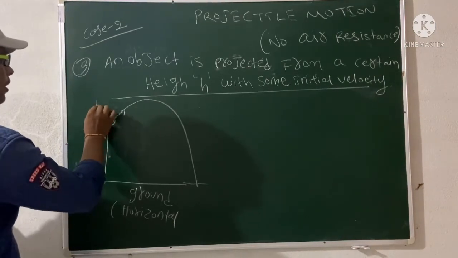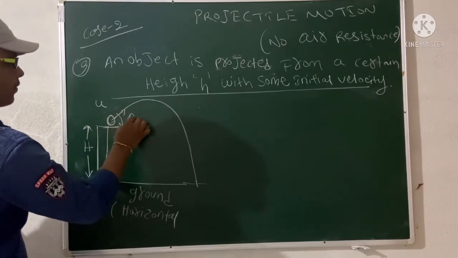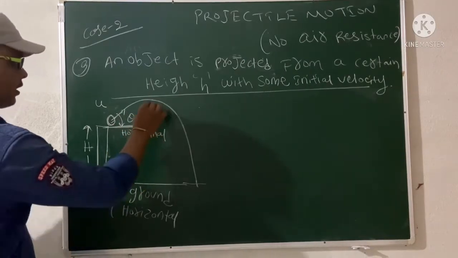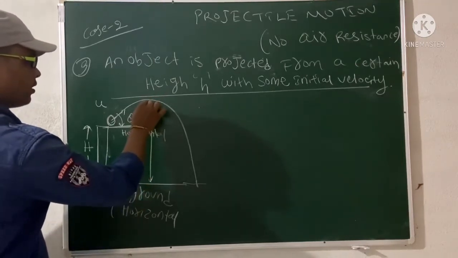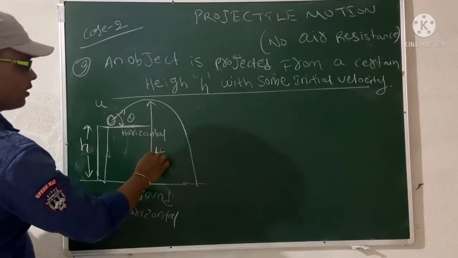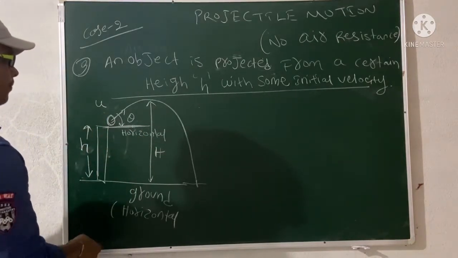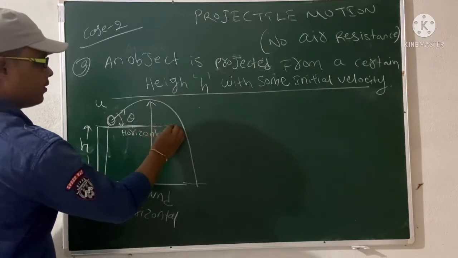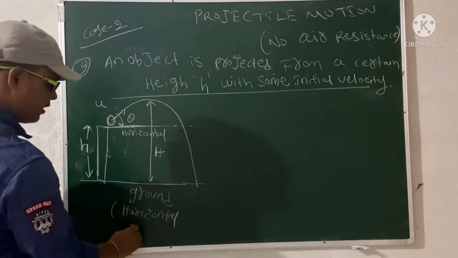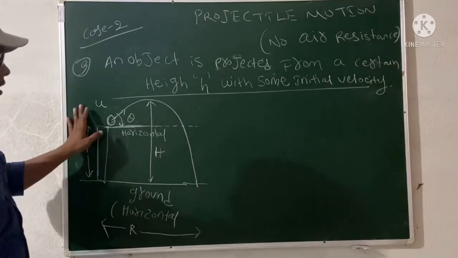Some initial velocity u will be given, and the ball will be fired at some angle theta with the horizontal. It will reach some maximum height. Let this be the small h and this be the capital H. This is the horizontal, that is your x-axis, and this is the height. This is the range, that means the horizontal distance. This is the height, this is the initial velocity.